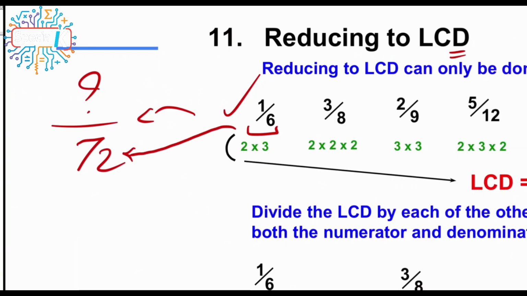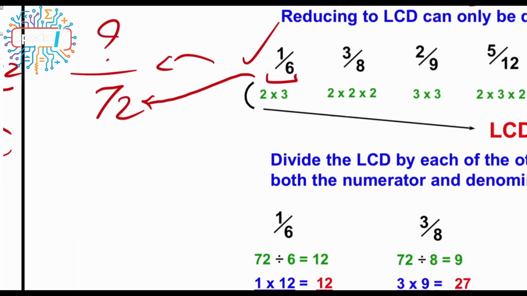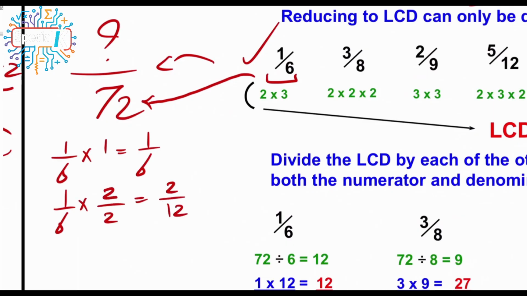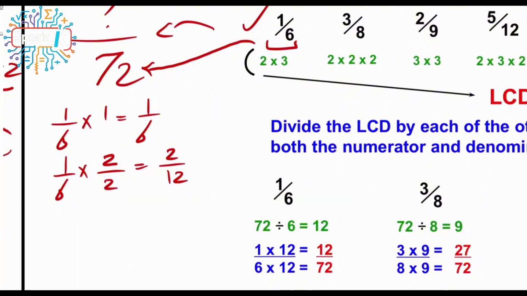For instance, at this point, I do have 1 over 6, and I would like to convert it to question mark over 72. So I know if I would like to convert one fraction into another, I have to make sure that nothing would change. 1 over 6 multiplied by 1 is equal to 1 over 6. 1 over 6 multiplied by 2 is equal to 2 divided by 12. So I will talk about the multiplication, don't worry. But at this point, let me give you a hint.